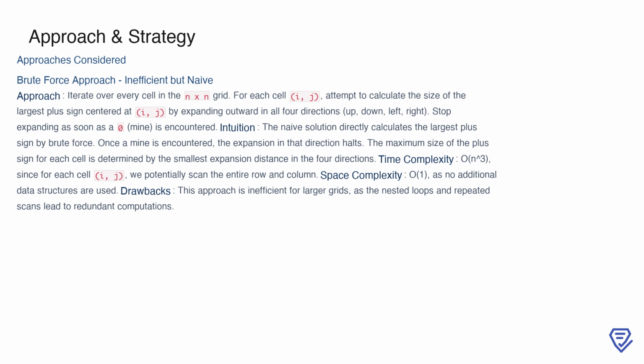The size of the plus sign for that cell is then determined by the shortest distance it can expand in these directions. While the intuition behind this method is straightforward, the inefficiency becomes apparent when we analyze its time complexity. For each cell, we potentially scan entire rows and columns, leading to a cubic time complexity of n cubed. Additionally, this approach uses no extra space, making its space complexity O(1).